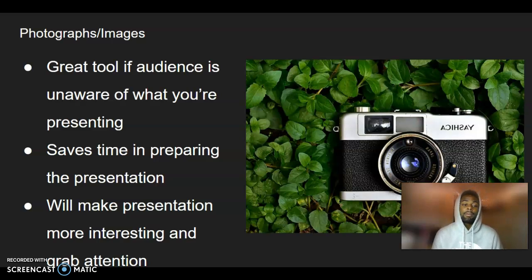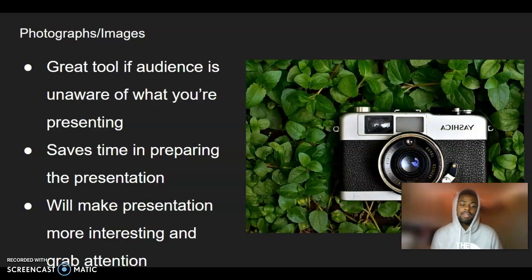Save time in preparing the presentation. Images are basically just like notes. When you look at the image on your slide, when you're presenting, much as I am right now, I should instantly know what this slide is going to be about because of the image that I've put.